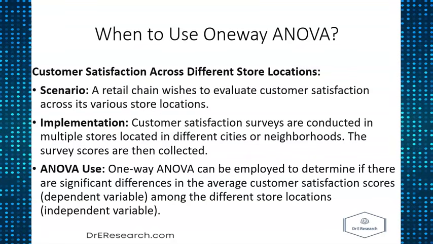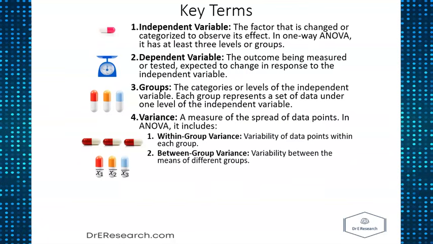Another example might be customer satisfaction across different store locations. So we've got a variety of stores, maybe 3, maybe 5, maybe 8, and we're going to look at the satisfaction scores for those different stores and compare those stores to each other. When we do ANOVA, we want to look at some of our most important terms, so we'll start off with that.